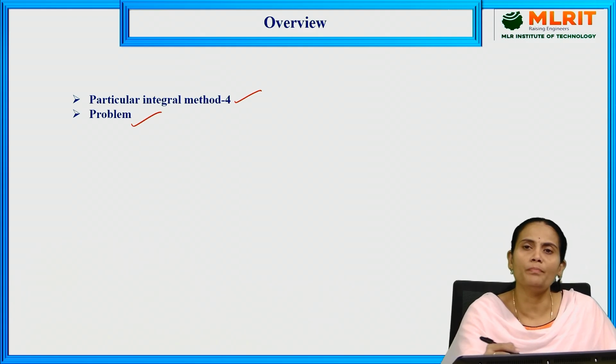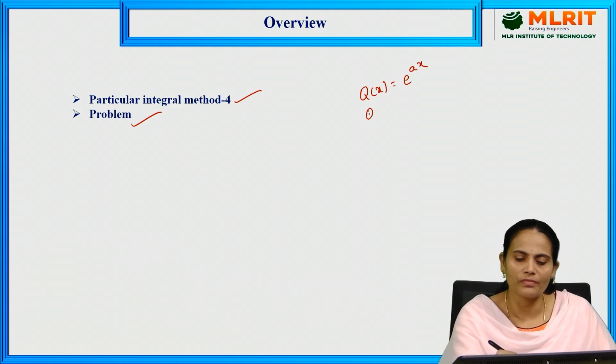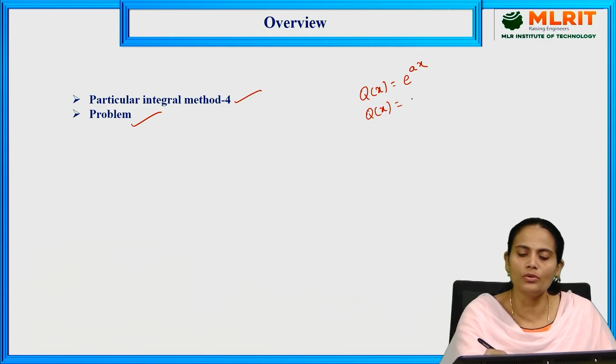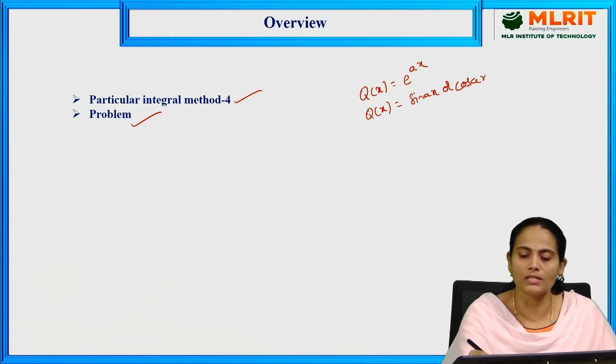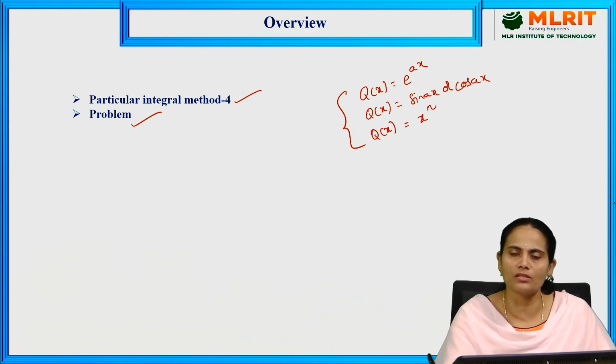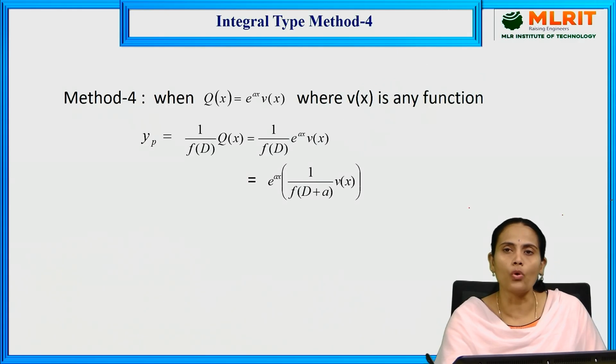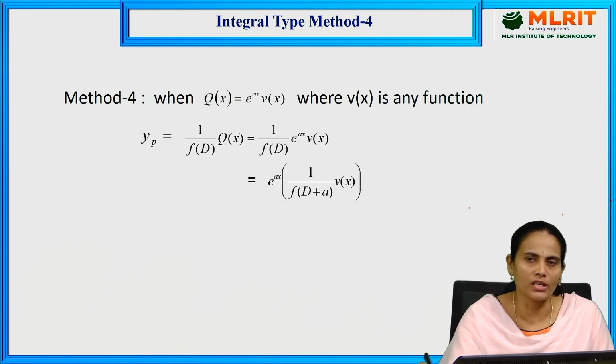So, what is method 1? Method 1 is Q of x equal to e power ax, that is type 1. Type 2 is sin ax or cos ax. And type 3 is a polynomial. These are the three methods we already discussed in the previous sessions. Now we will see method 4 of finding a particular integral.